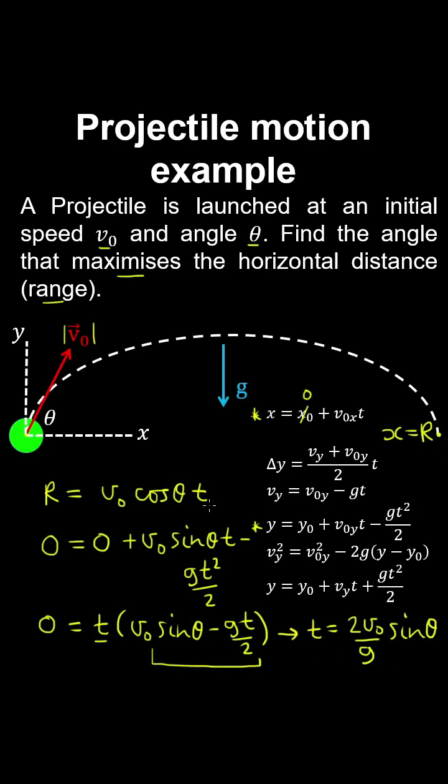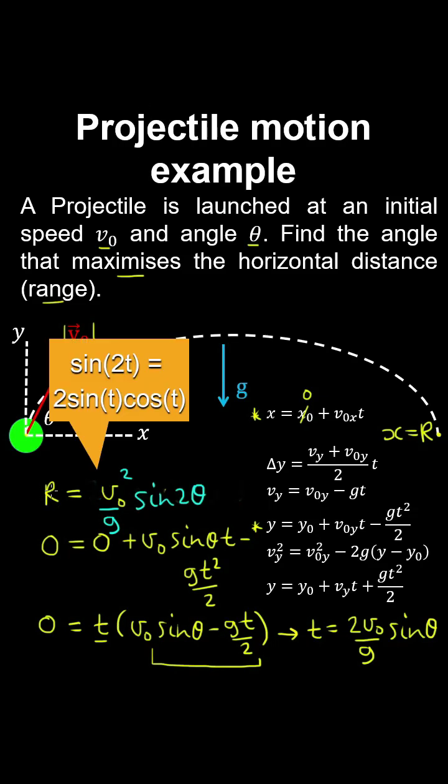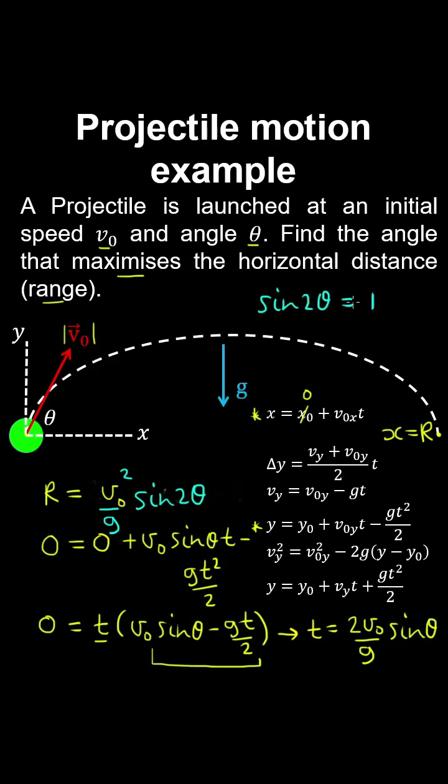And now we can substitute for the time here, and now we can use our trig identity. So the range is maximized when sine 2 theta is equal to 1, meaning that theta is equal to pi on 4, or 45 degrees.